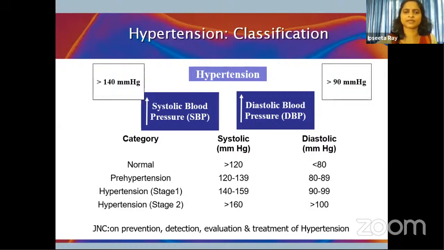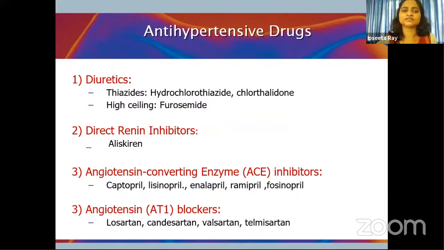Now, which are the anti-hypertensive drugs? As a LEQ, classification of these drugs is very important. So we'll just go through the different classes which can be used for the treatment of hypertension and then discuss in detail regarding the first line drugs.